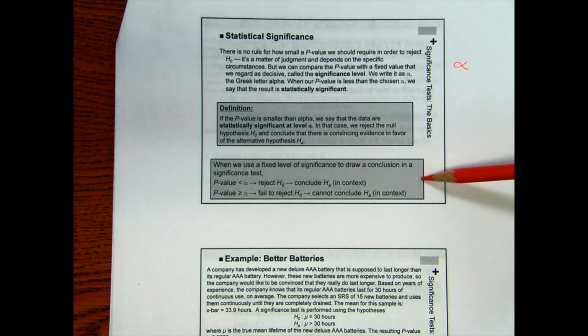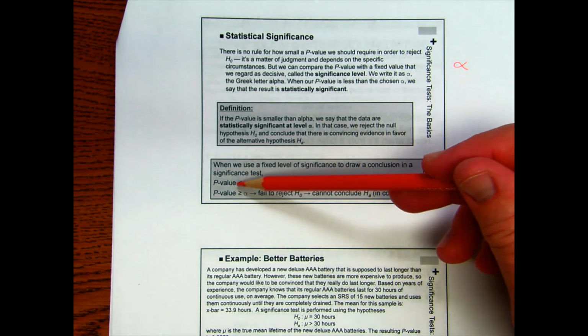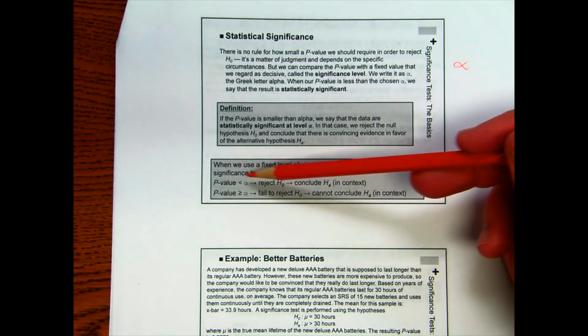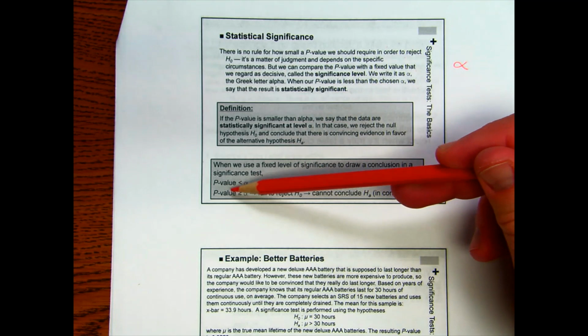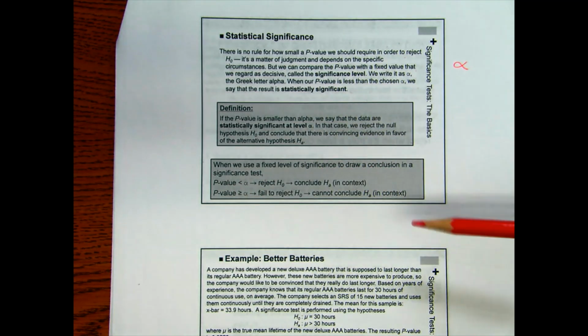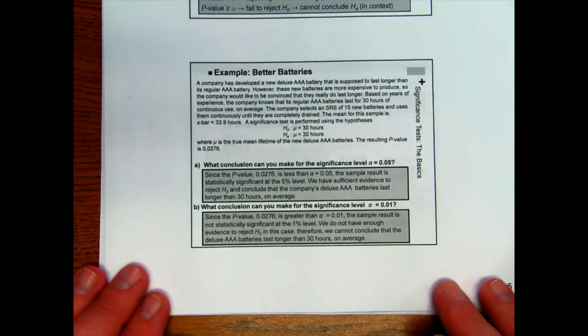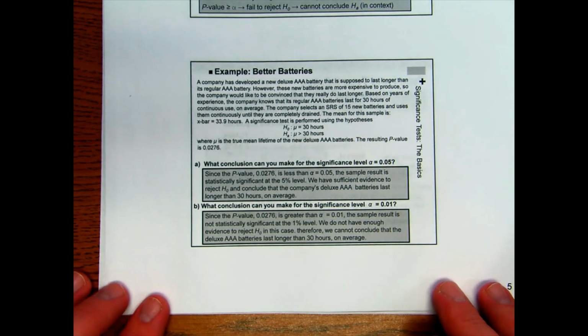When we use a fixed level of significance to draw a conclusion in the significance test, this just fleshes out a little more detail than what we saw last slide. Instead of saying a small p-value, the p-value is less than the alpha. If the p-value is greater than or equal to the alpha, then we fail to reject. Let's take a look at that idea in the context of an example.